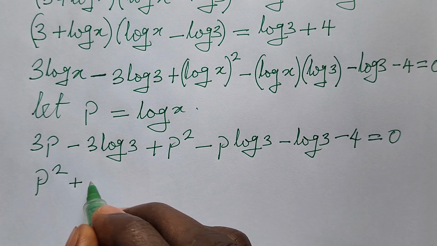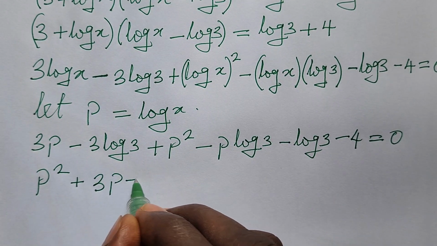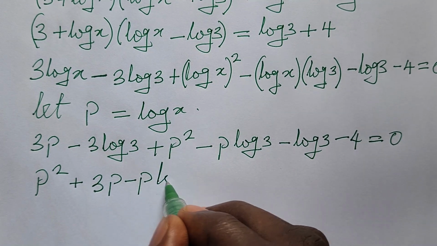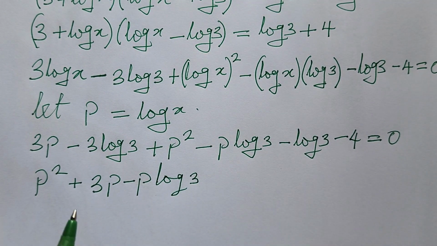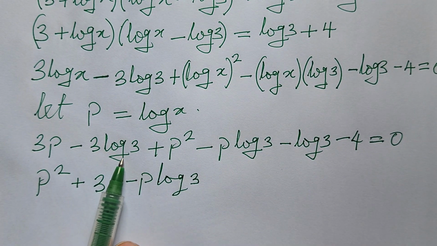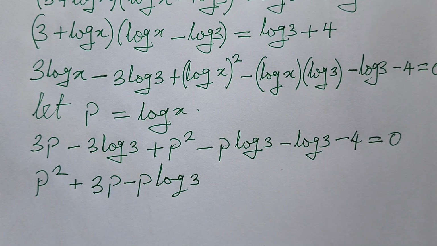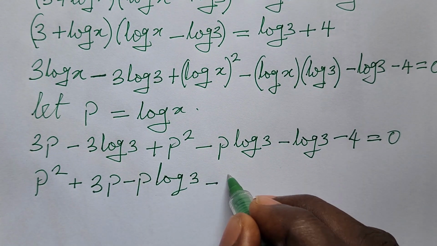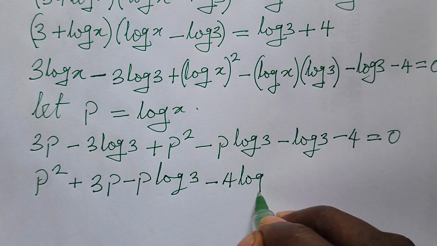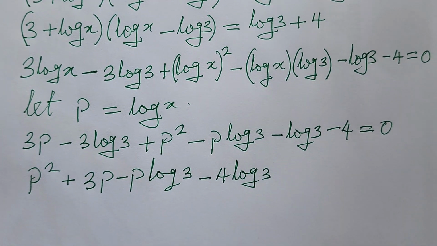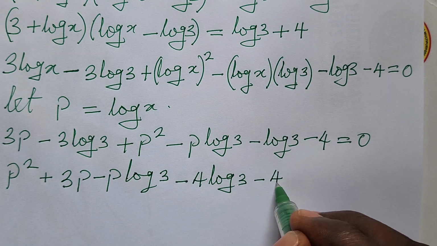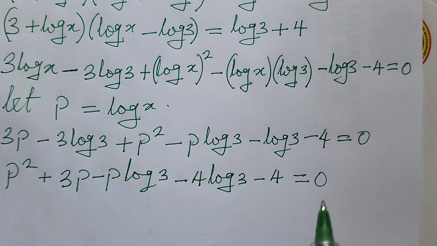So we have here plus our 3p minus p log 3. Here we have minus 3 log 3, and we have here minus log 3. So we can put the two together to give us minus 4 log 3. Then we have this left here, so we have here minus 4 equal to 0.